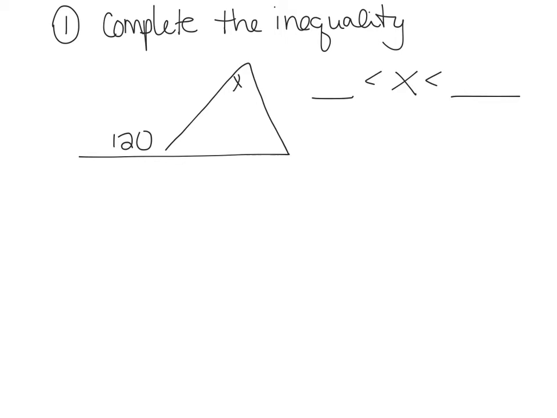Well, let's use our exterior angle inequality theorem, which states 120, our exterior angle, is greater than our remote interior angle of x. Now, I don't know about you, I struggle to read that. I like to have my x first. Therefore, this is really saying x is less than 120. Therefore, I can go ahead and start to fill in my inequality. Well, x has to be less than 120, but x also has to be greater than a number.